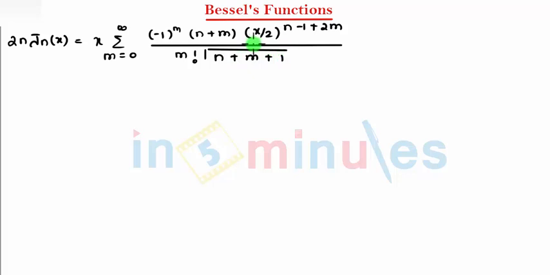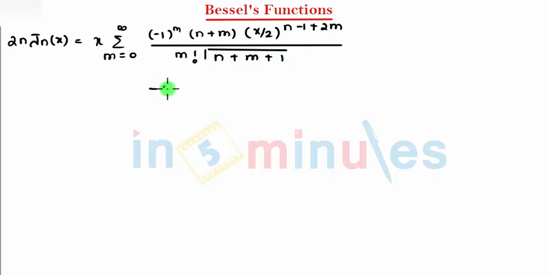So further, after writing this, I can split it into two terms. So I can write 2n Jn(x) as x multiplied by the summation m equal to 0 to infinity of (-1) raised to m. The first term I'm writing as n plus n into (x/2) raised to n minus m plus 2m, and this gets divided by m factorial gamma of n plus m plus 1. So that's my first term.